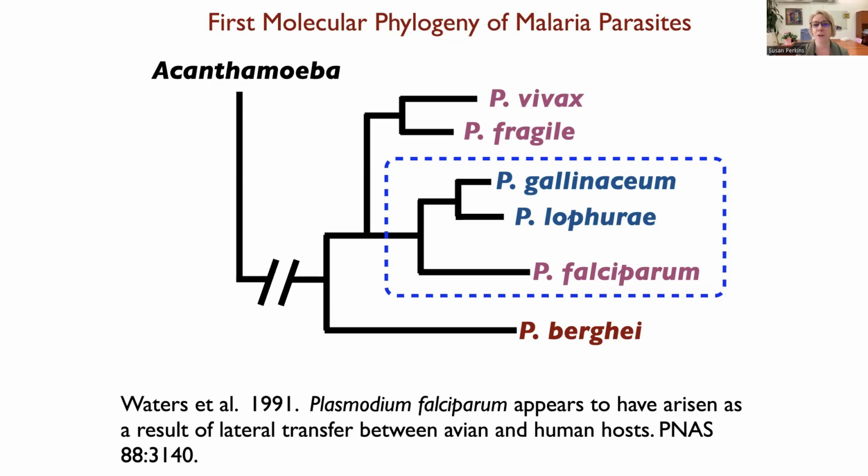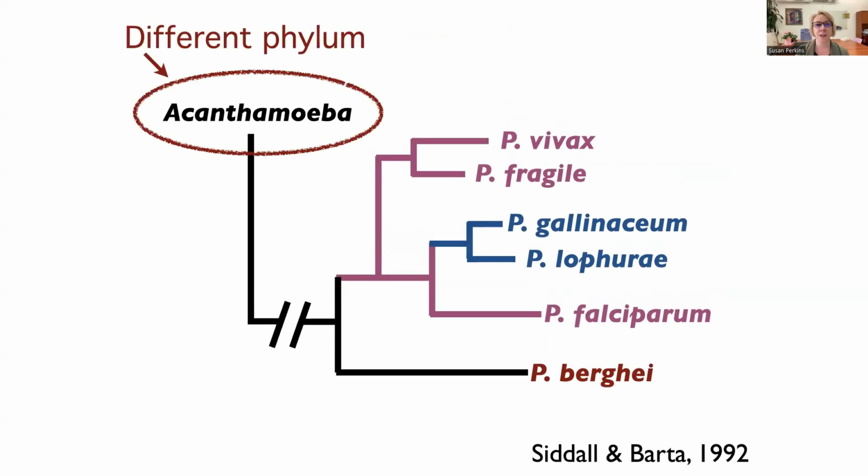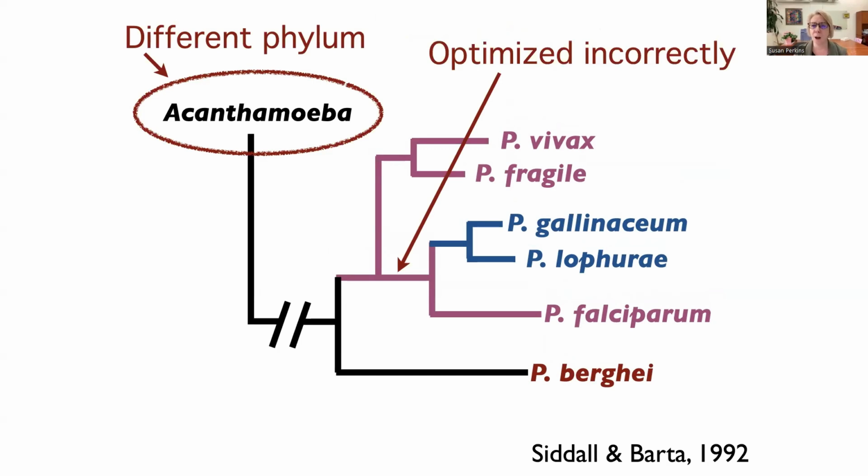when their results showed, at least as they interpreted it, that we had gotten malaria from birds when we domesticated them. And this was immediately counteracted by folks in the systematics community, because, well, it was rooted with a completely different phylum, but if you optimize the tree correctly, the results said that we gave malaria to birds, not that we had gotten it from birds.